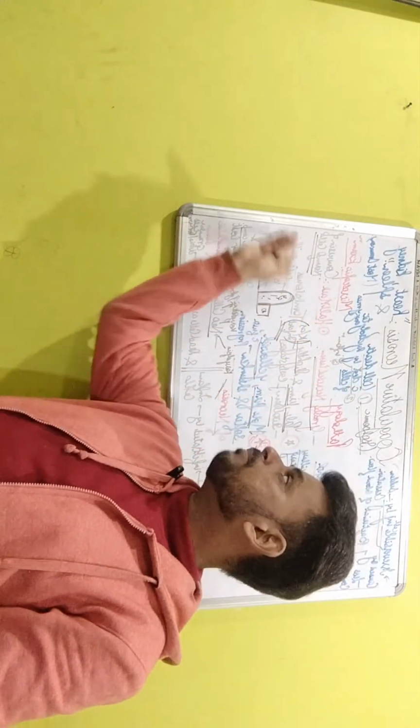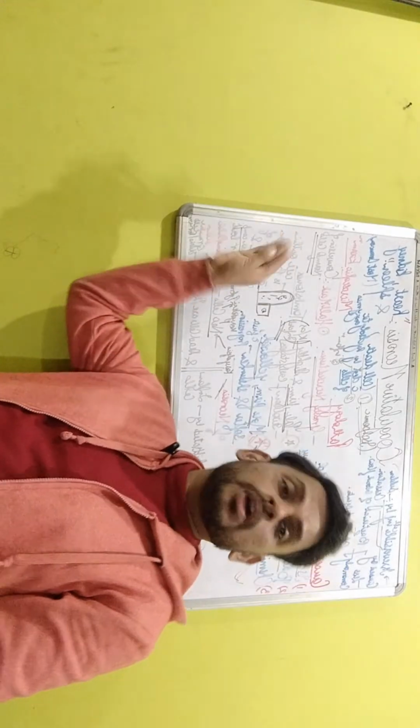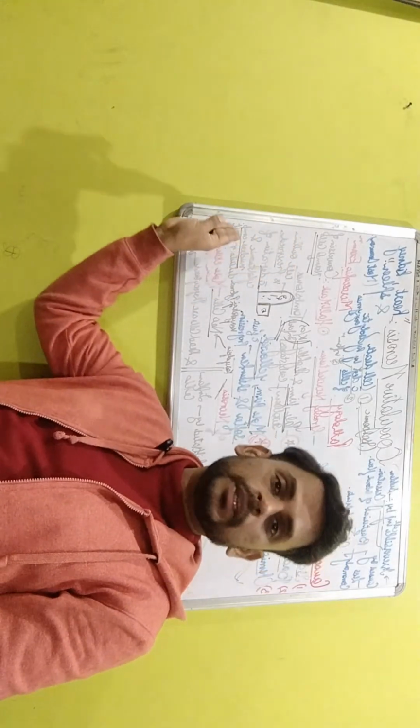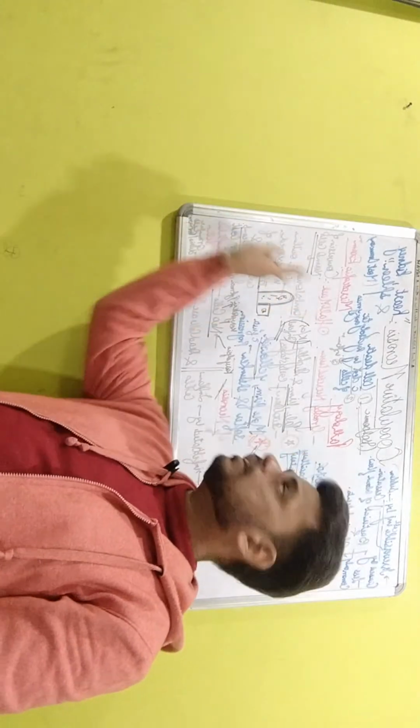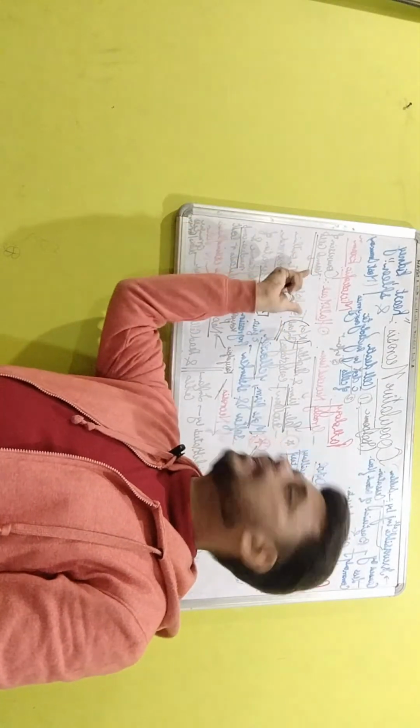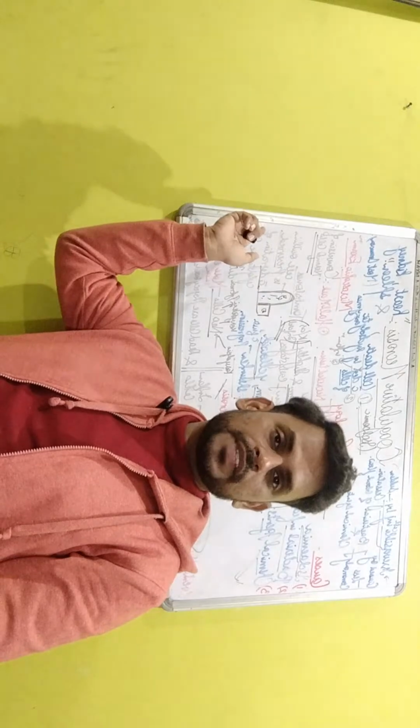So when the cell outline is preserved with degradation of cytoplasmic and nuclear components, such a condition is called the tombstone appearance of the cell. So this is a tombstone appearance.